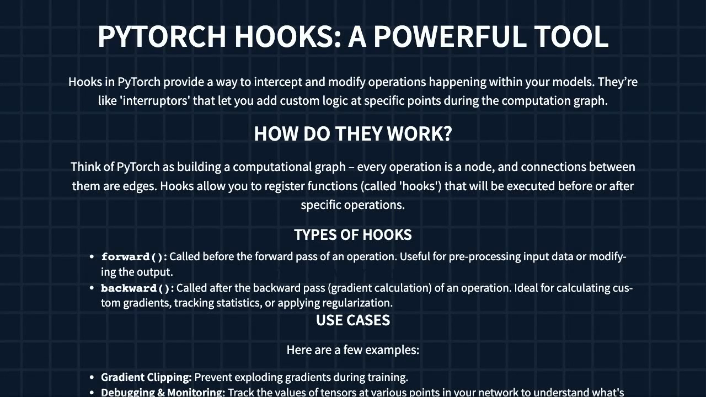Okay, let's talk about Pytorch hooks. They're basically like little helpers that you can add to your neural networks. Think of them as interrupt points within the computation graph. They allow you to step in and change things happening during training or inference. You can register functions called hooks to run before or after specific operations, like a forward pass or backward pass. There are two main types: forward hooks, which happen before calculations, and backward hooks that trigger afterward for gradient tracking.